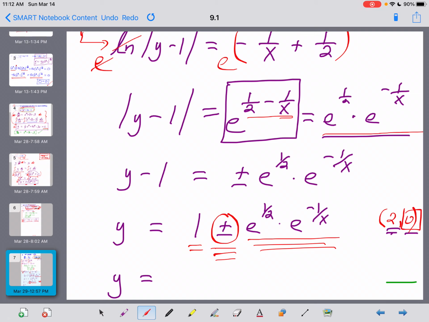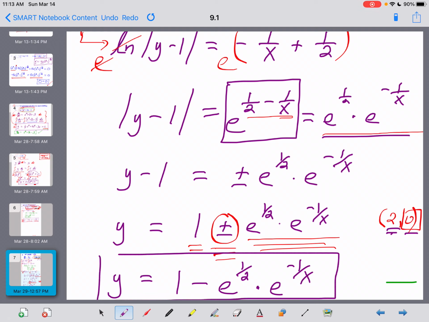The answer to that is minus. So this is going to be 1 minus, and again, I wrote it this way, so I guess let's do it again. E to the 1/2 power multiplied now by e to the negative 1 over x. And this right here, you guys, is the one and only solution to this initial value problem. So again, I'm going to reiterate, you will never leave a plus or minus sign in the final answer to an initial value problem. If you were able to solve for C, only one of those works to get you the initial condition, in this case of 2, 0.